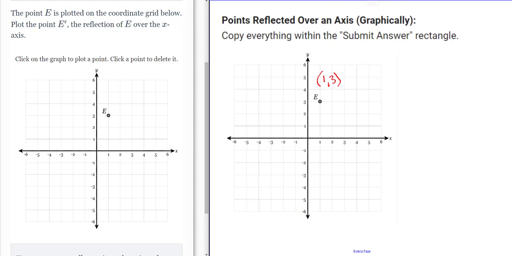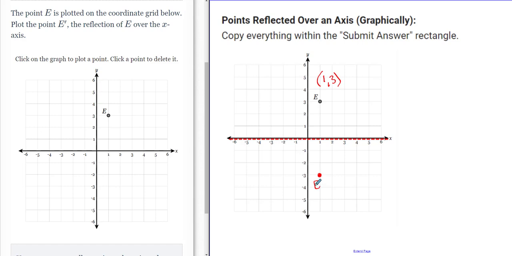So I'm just going to grab a highlighter here. And the x-axis, my mirror, is going to be this line right here. So we want to travel from the pre-image, or point E, which is 1, 3, directly to the mirror. And notice that's going to be 3 units. Point E is found 3 units above the mirror, or the line of reflection, which means I'm going to go to this line of reflection, and then instead of going up 3, I'll simply go down 1, 2, 3.